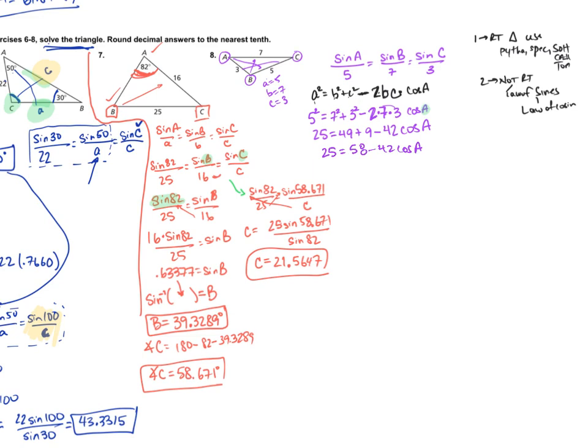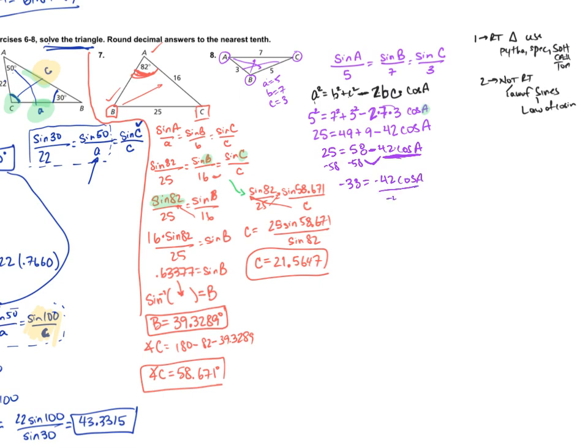So at this point, this is where many of you make a mistake. Remember, it's 42 times the cosine A. I can't do this part. I can't say 58 minus 42. So you have to use the order of operations. The 42 is attached to this cosine A. So what I can do, though, is subtract 58 from each side. So 25 minus 58 is negative 33 equals negative 42 cosine A.